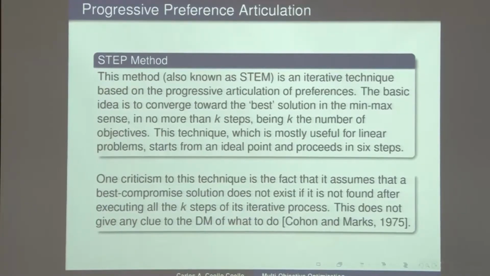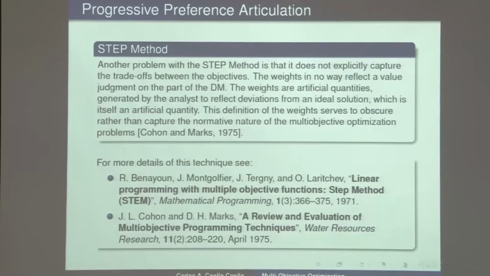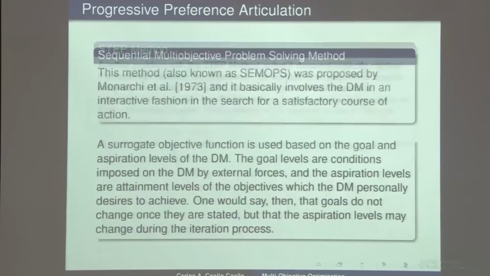And if this happens, then the user has no idea what to do. You know? It basically fails, and that's it. There is no information on what could be done. So this is not very nice for the user. Another problem is that it does not explicitly capture the trade-offs between the objectives. So the weights are not reflecting this judgment value of the decision maker, they are only artificial quantities. So this is also not nice, and operations research people don't like this. So there are some references on this method if you want to know more.